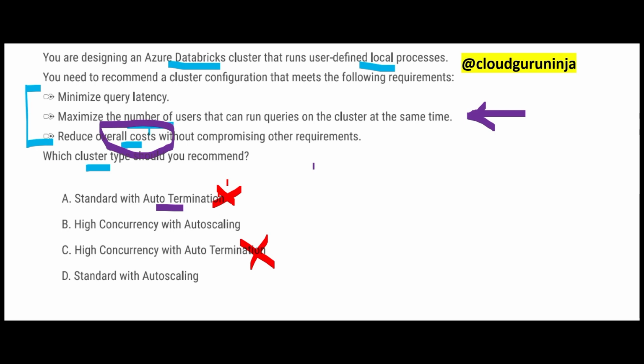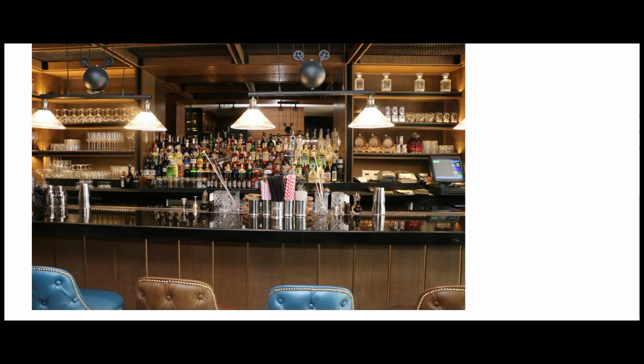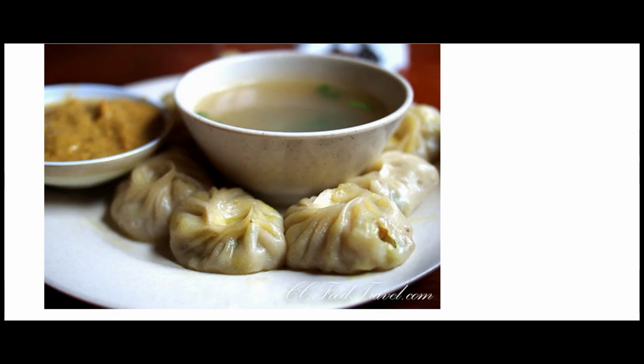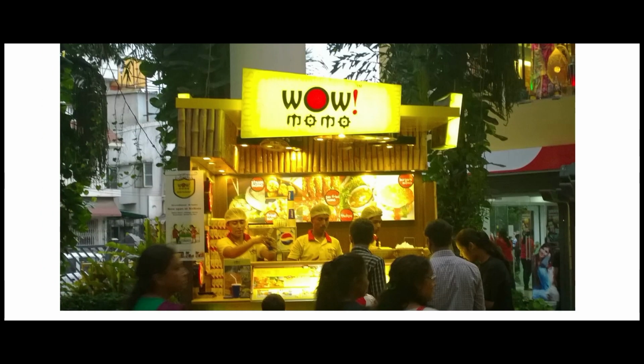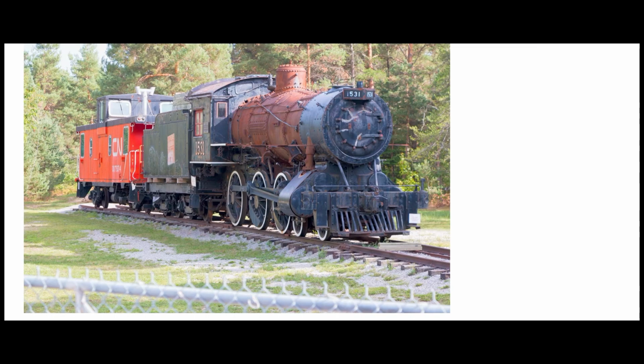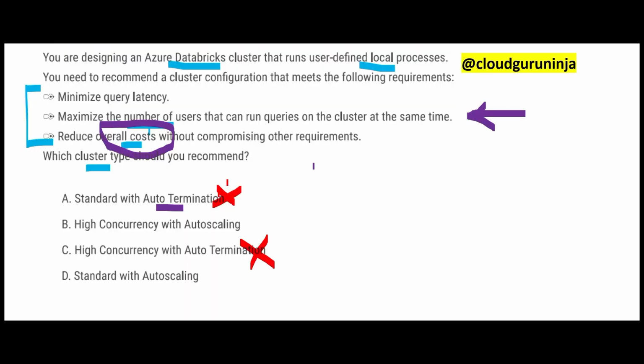Now let us think about auto scaling. There are a lot of people coming to a restaurant. They order dumplings or momos, and suppose this is a momo brand in India. The moment Wow Momos comes to know that their momos in that restaurant are getting totally consumed, they will immediately tell the factory boss, give some more momos and transport them to the restaurant. That is called auto scaling. That means the more the number of users, the more it will immediately spawn clusters. In this case, why is it useful? It is useful for this requirement. You see this, maximize the number of users, concurrency, that run queries.